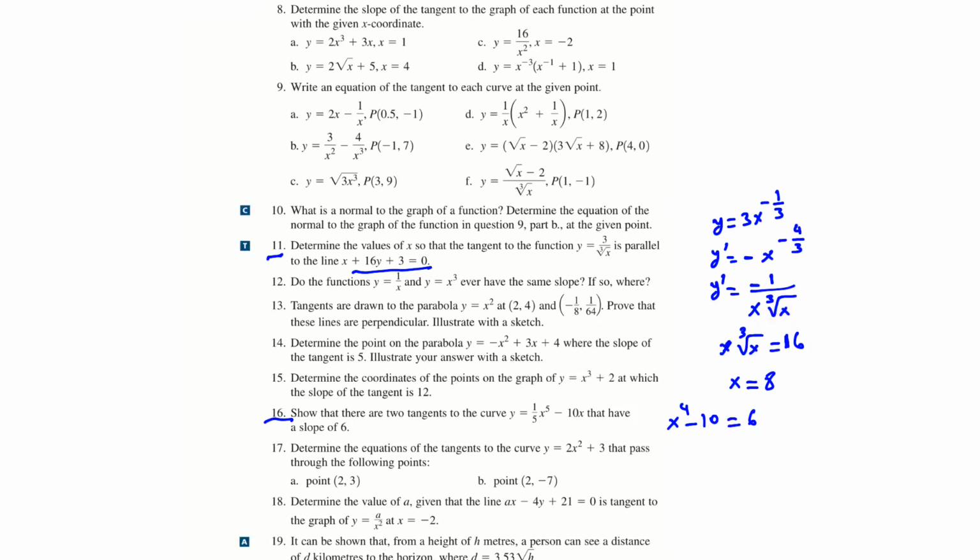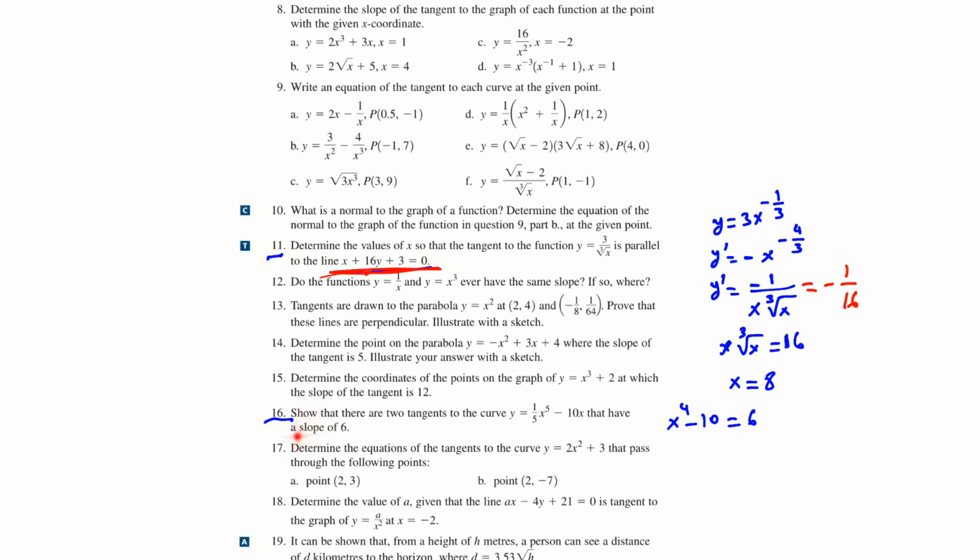We make this equal to the slope, negative 1 over 16. To find the slope, you isolate y in this equation. We have x cube root of x equals 16. To solve this equation, we cube both sides and we find x equals 8.